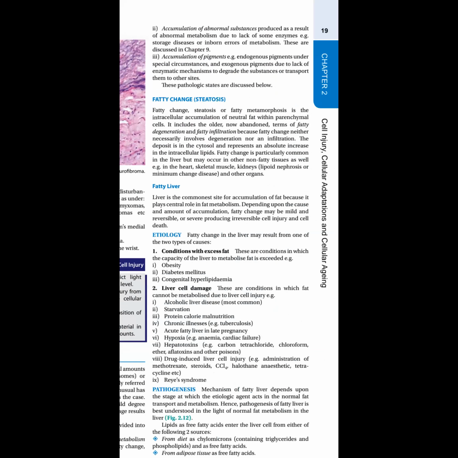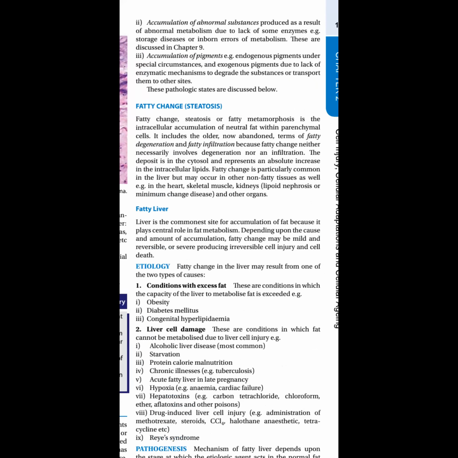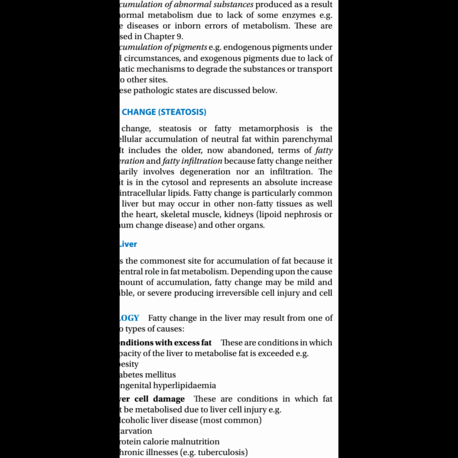Then we'll see the fatty changes. These are the fatty tissues. Now, fatty changes, what will happen? The metamorphosis is the intracellular accumulation. In this, what happened? Parenchymal changes. You know all the cells: epithelial cell, squamous cell, parenchymal cell, connective cell. So in this, the cells getting majorly involved are the parenchymal cells.